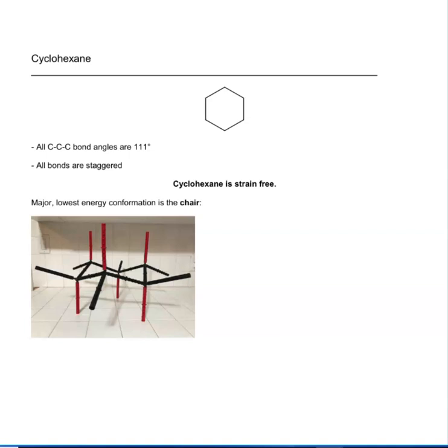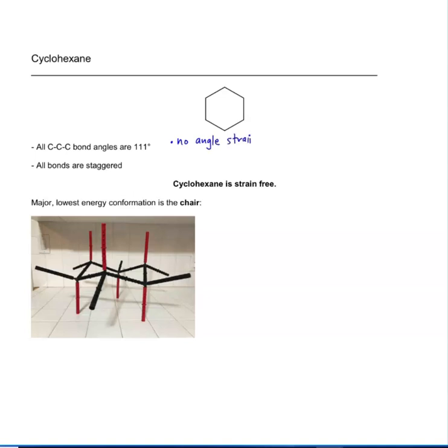Okay, let's talk about cyclohexane, a very important molecule. So here it is, cyclohexane. The first thing we want to notice about it is that all the bond angles are 111°. That's close enough to 109.5°. Remember, these are all sp3 carbons in all of these cycloalkanes that we're talking about. And so what this means is that it has no angle strain.